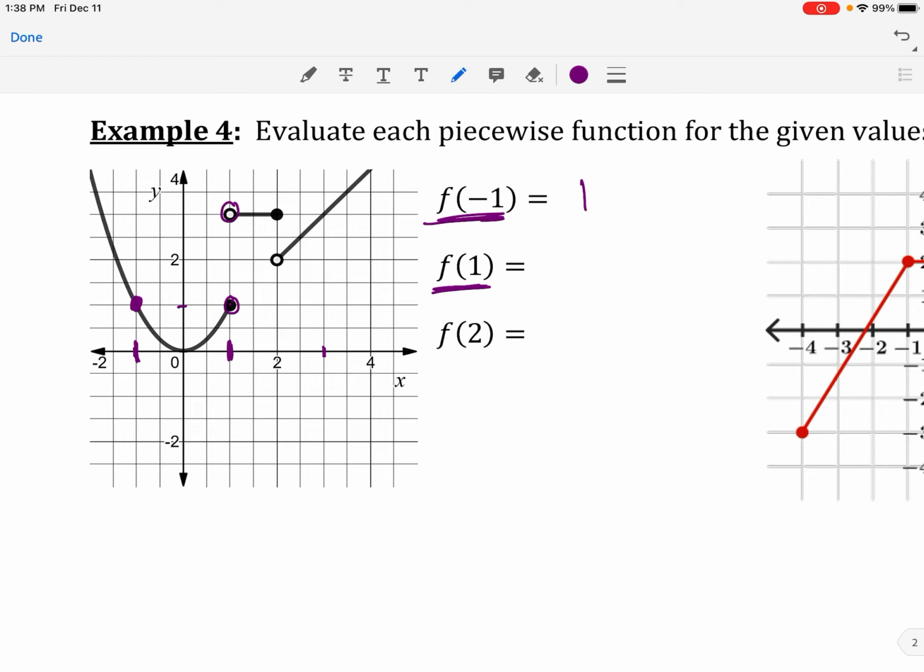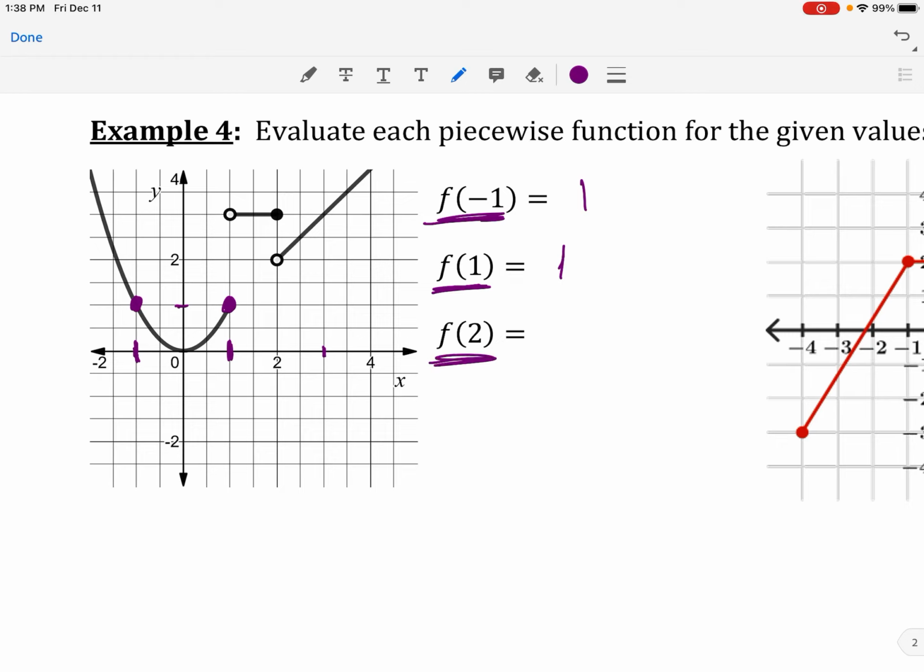And this is tricky because we have 2 different places that it could be. But if you remember, it's equal to right here. If it's open, the function doesn't actually exist right at that point. It exists next to it, but not right at that point. So we are going to use this bottom one because it's filled in. And it looks like that y value is also positive 1.